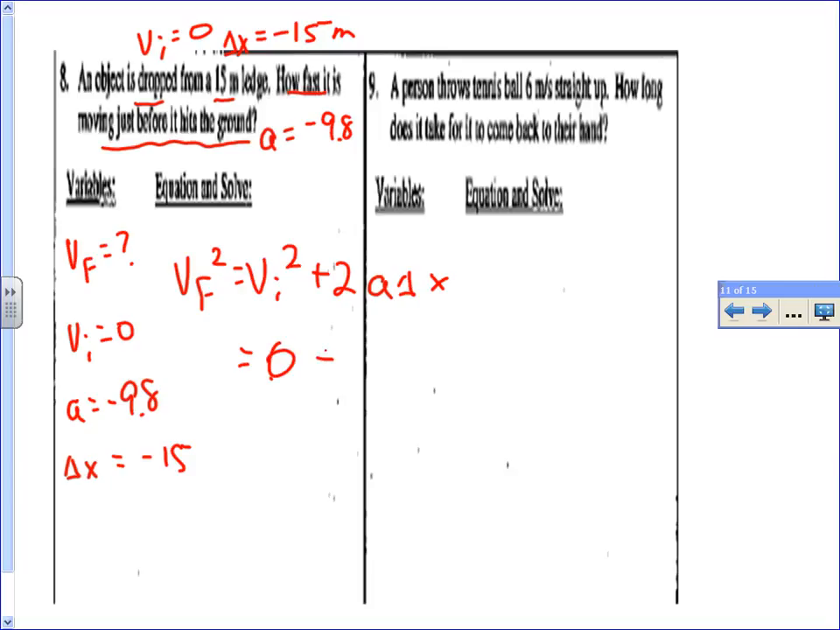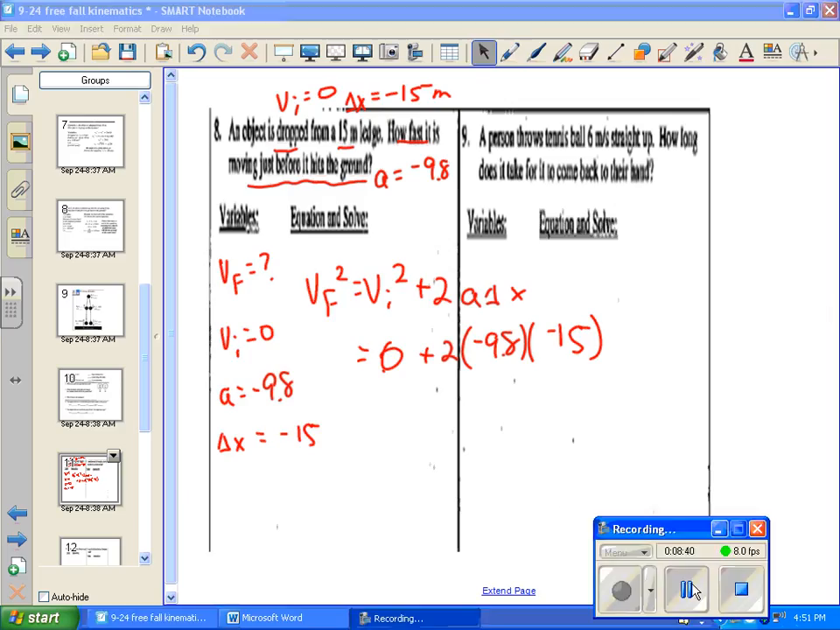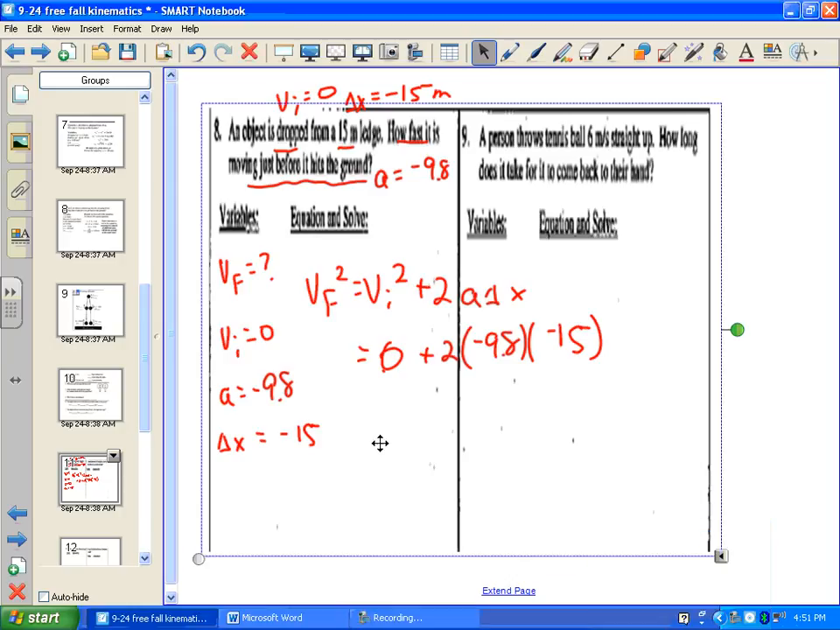So 0 plus 2 times negative 9.8 times negative 15. You plug that into your calculator. Let me do that, and you do it also, and then come back and check your answer. So pause your recording. All right, so our answer is 294.